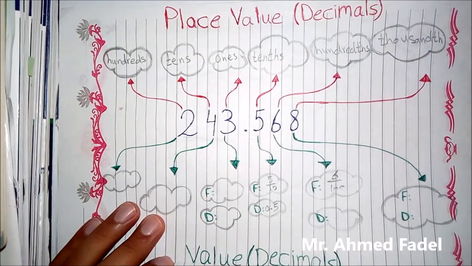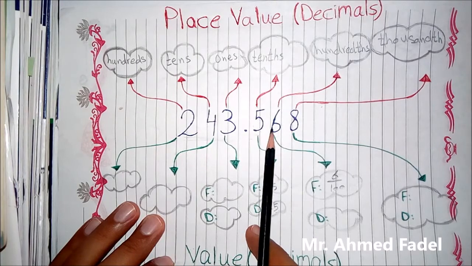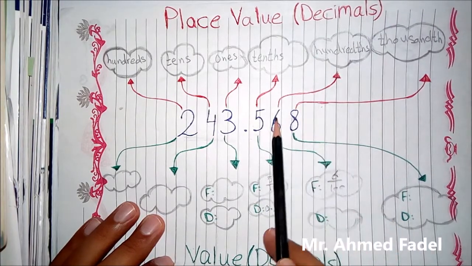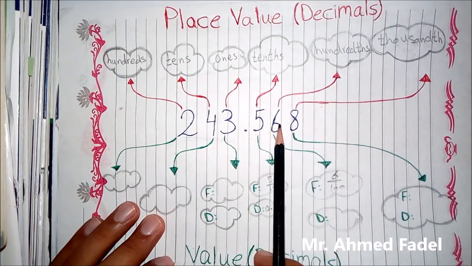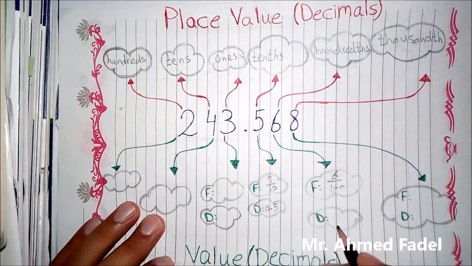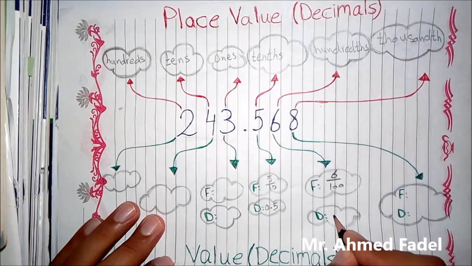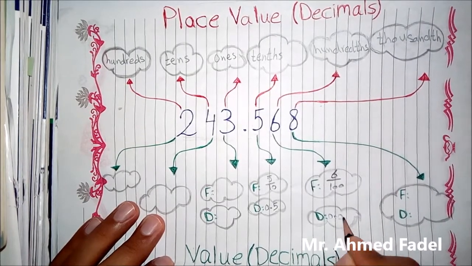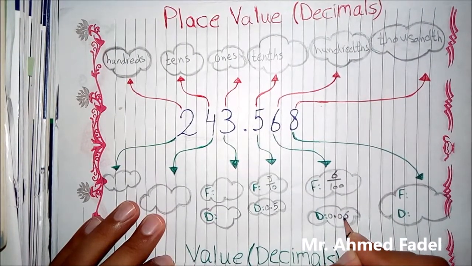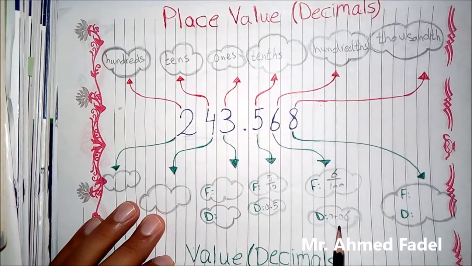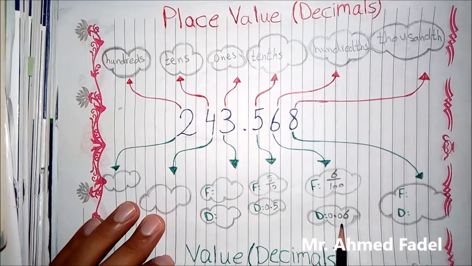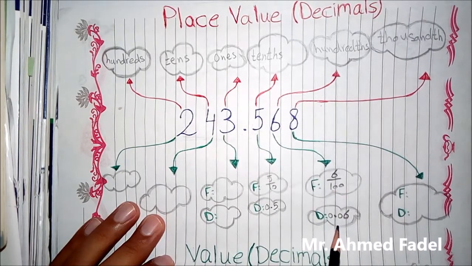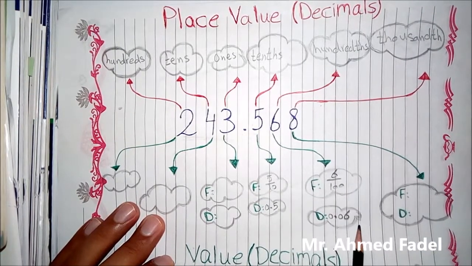As a decimal, 6 hundredths. Mr. Ahmed said that the hundredths is the second digit after the decimal point. So I'm going to put here this decimal point, it's 0 point. The second digit, I wanted the 6 to be in the second digit. And like this, we read it, we say 6 hundredths. Or you can just simply say 0.06.